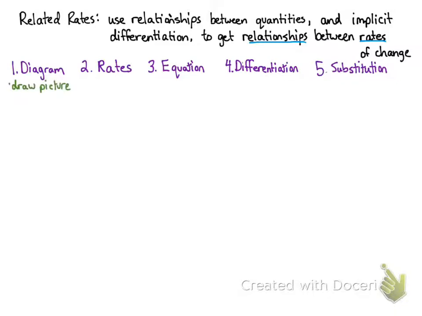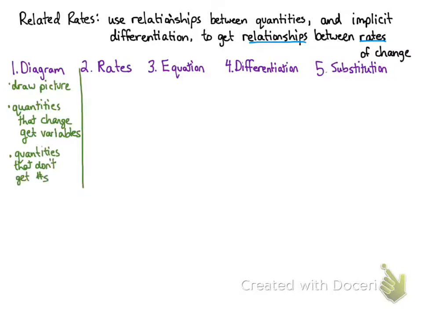You draw a picture of the situation. It's usually a word problem. Often there's physical things that you can draw pictures of. And you want to label quantities in your picture. So if a quantity is changing with time, like the radius or volume in the previous example, you give it a variable name, V, r, etc. If a quantity is constant, it's not changing at all in the course of the problem, then you just put a number there. You don't need a variable.